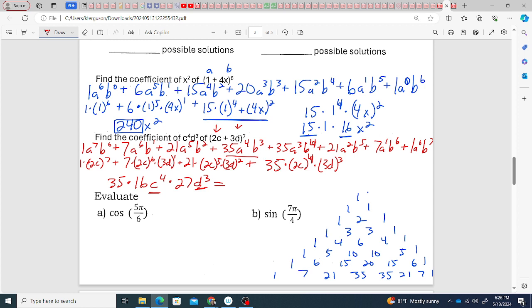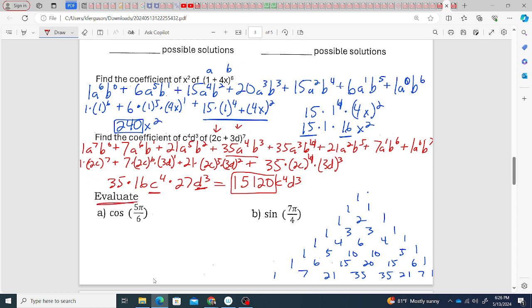So I'm going to say 35 times 16 times 27. That is 1,500. No, excuse me. That's 15,000. So sorry. 15,120 c to the 4th, d to the 3rd. I'm interested in the coefficient. So that's the coefficient, 15,120. And that's how you do it. Okay.